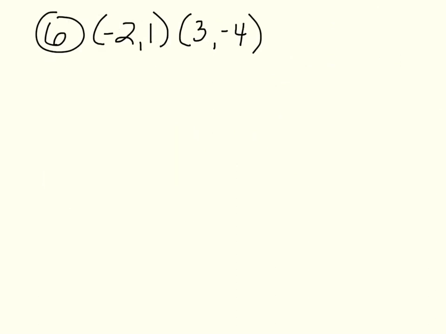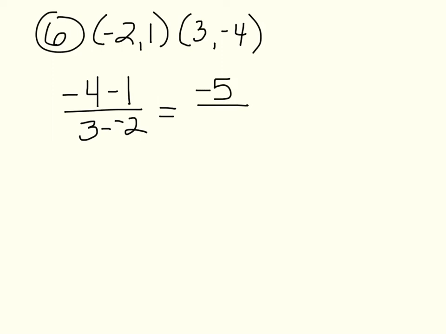All right, let's do the next one. We have the points negative 2, 1, and 3, negative 4. So the first thing we have to do is find slope. We have a point, so we need to find slope. So I'm going to subtract. Negative 4 minus 1 over 3 minus negative 2. This should be really easy review right now because we've done this over a month. That gives us negative 5 over 3 plus 2, which is 5. That gives me a slope of negative 1.